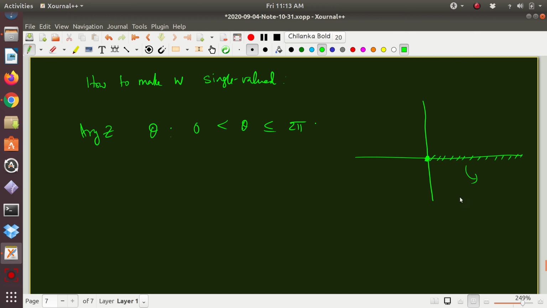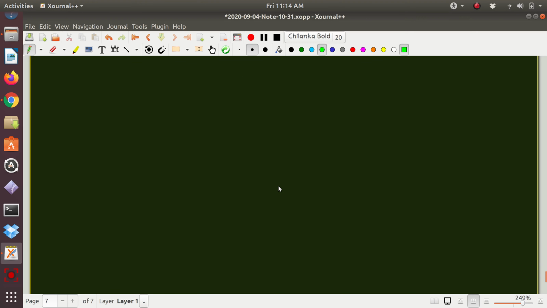That is called a branch cut, and the origin is called the branch point. We will see later that the branch point is actually what is known as a singularity. We'll see this a bit later, as we go along in discussing complex valued functions.